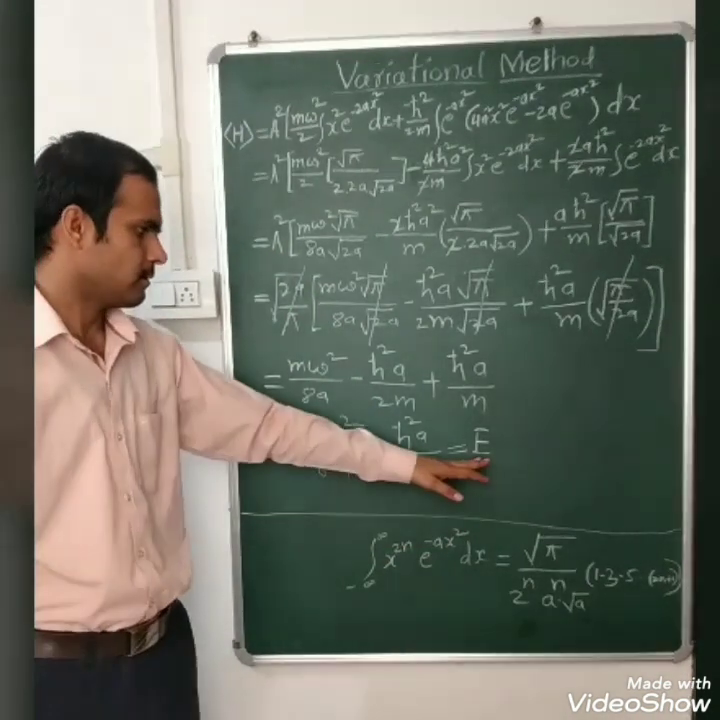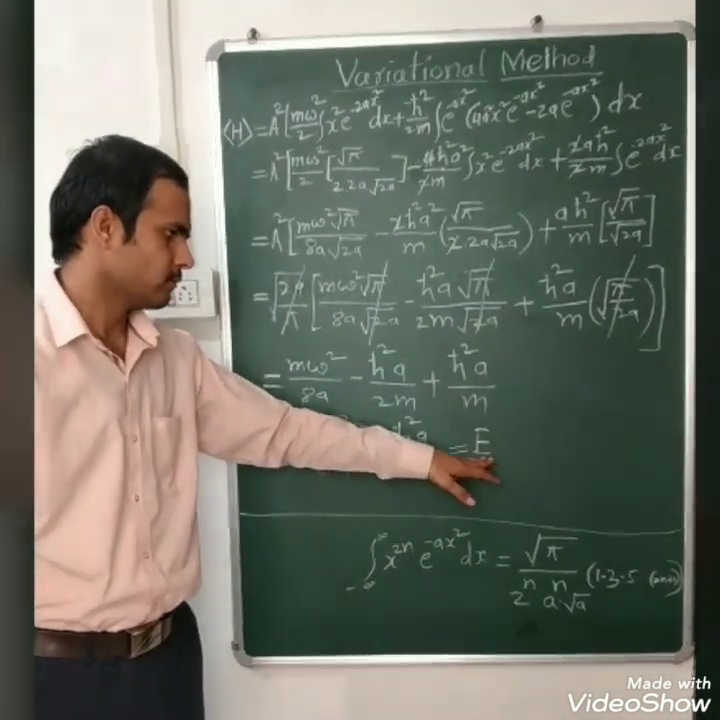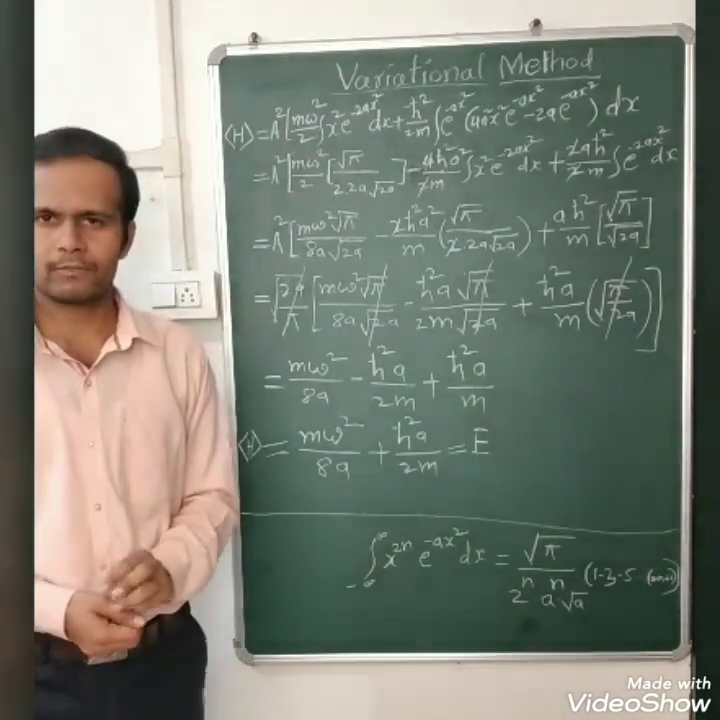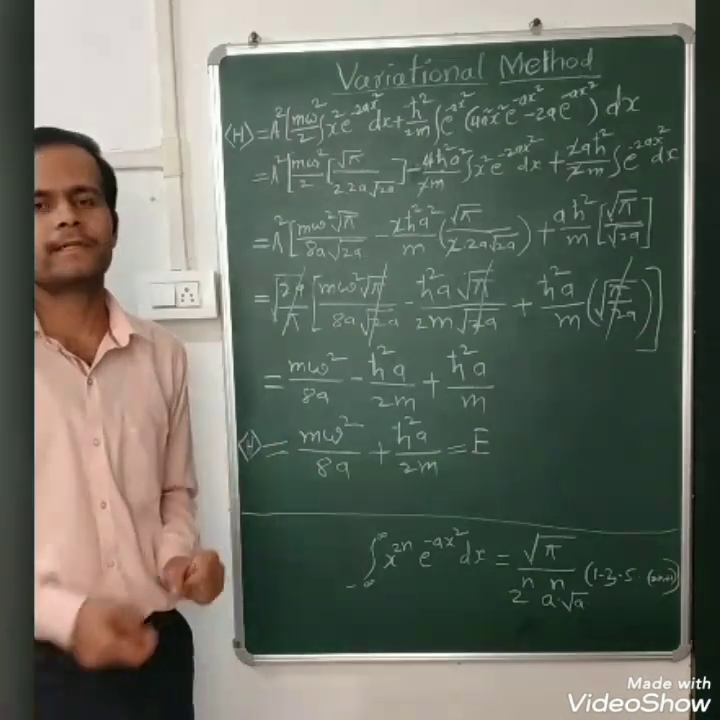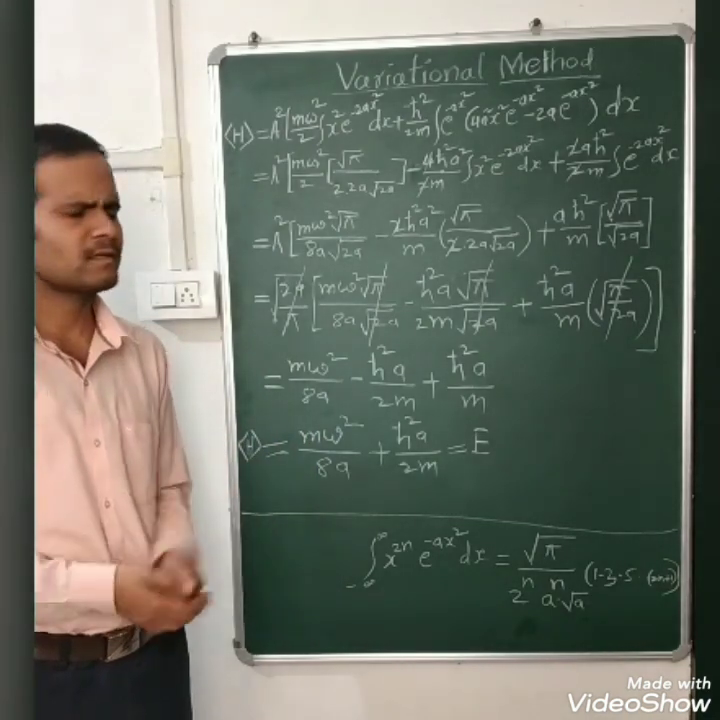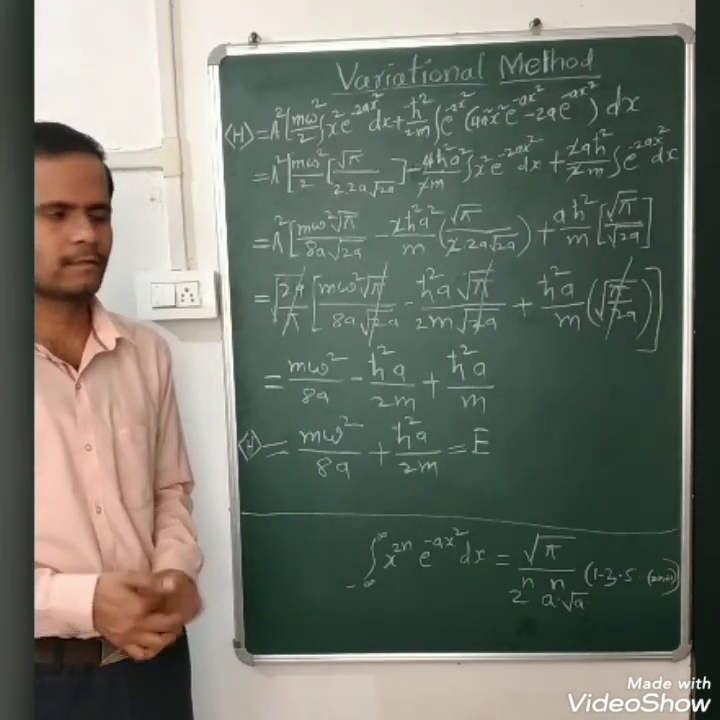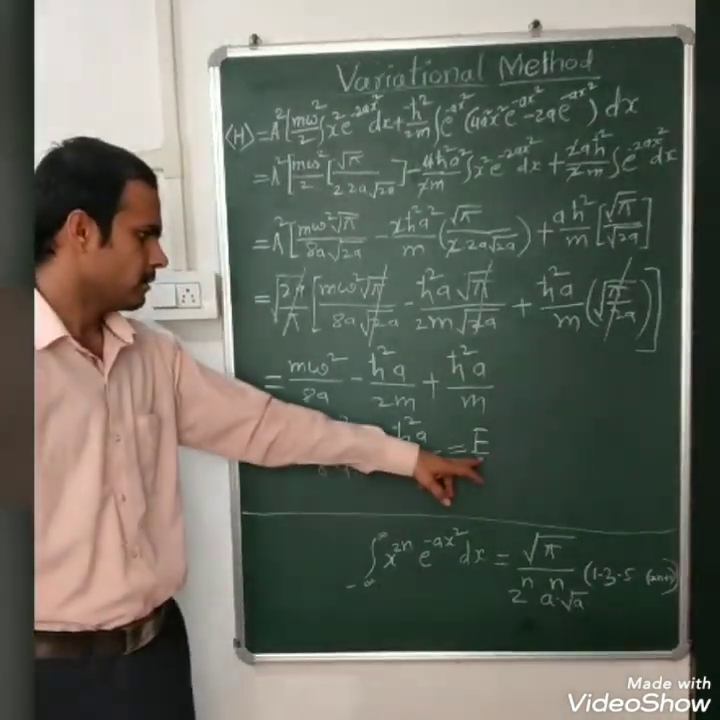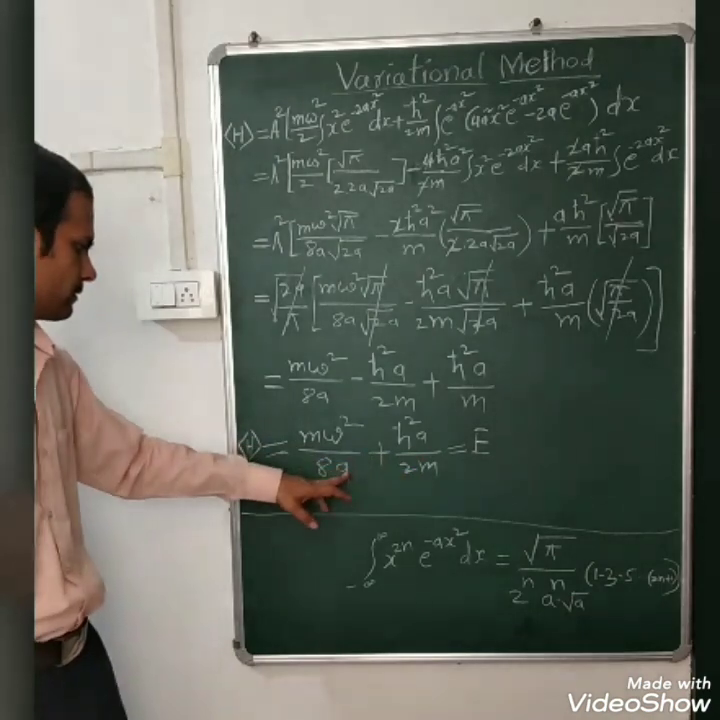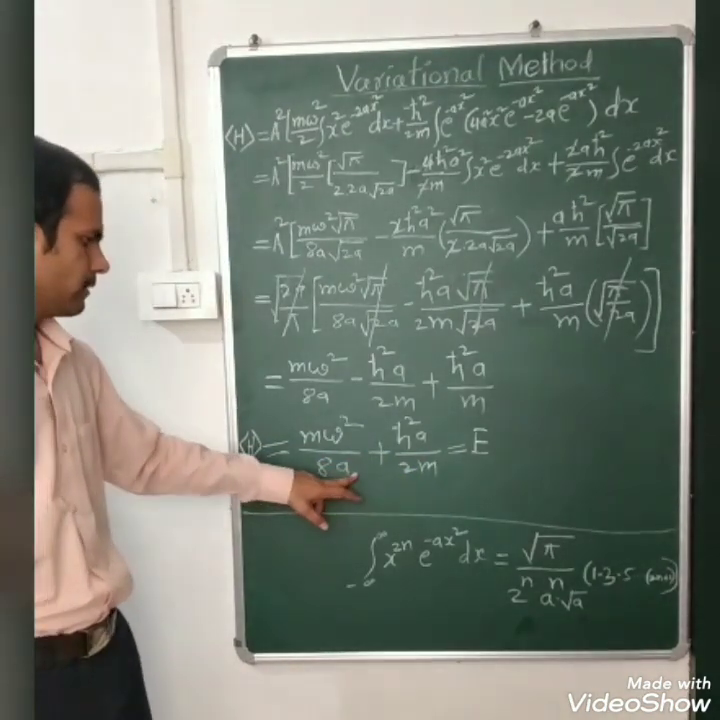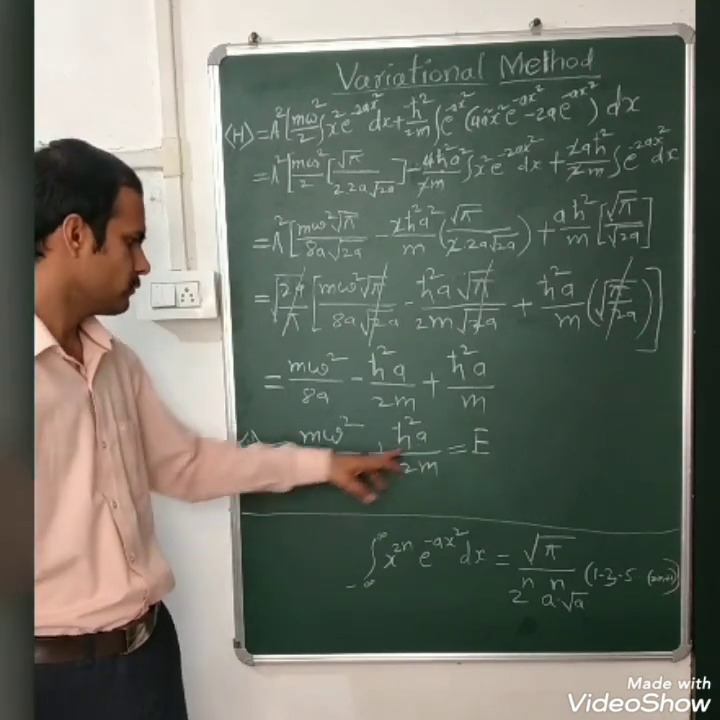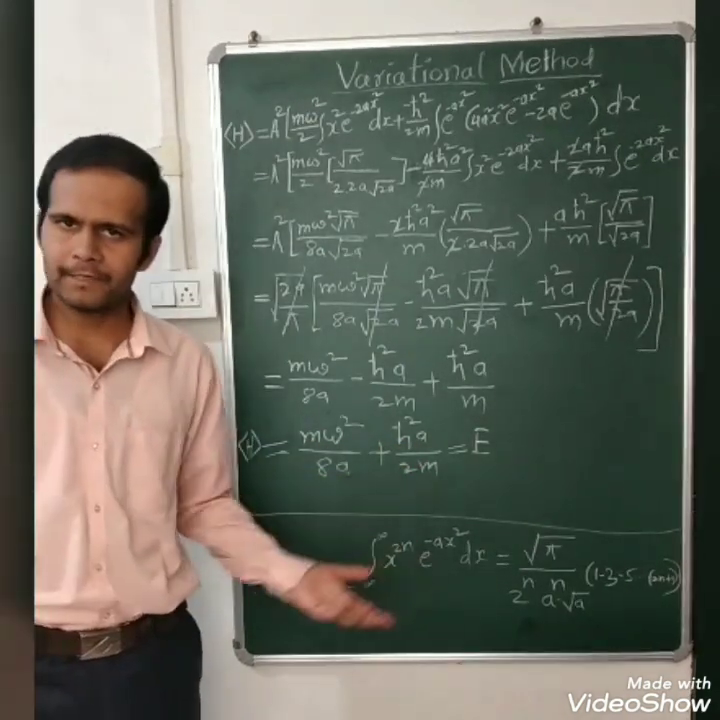That is, by using the trial wave function we have estimated the ground state energy of the ground state of the harmonic oscillator. Now if we plot energy versus a, that is a varying parameter, this a is used here as a varying parameter.